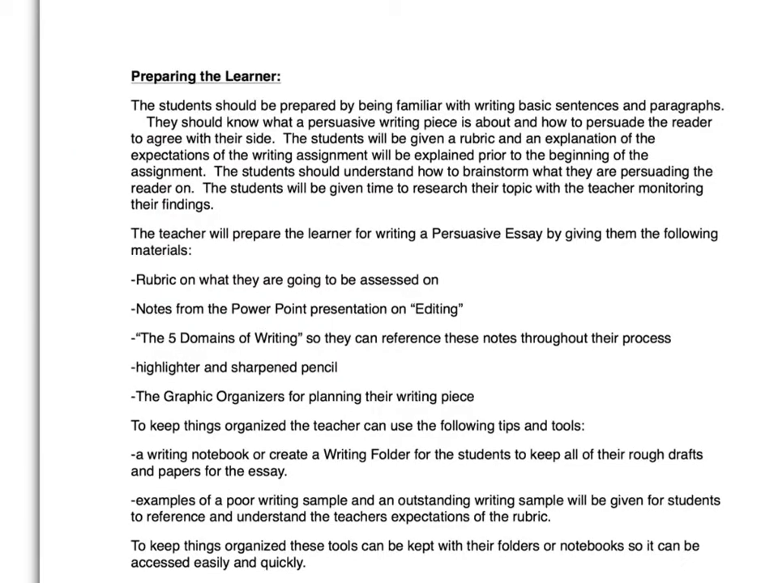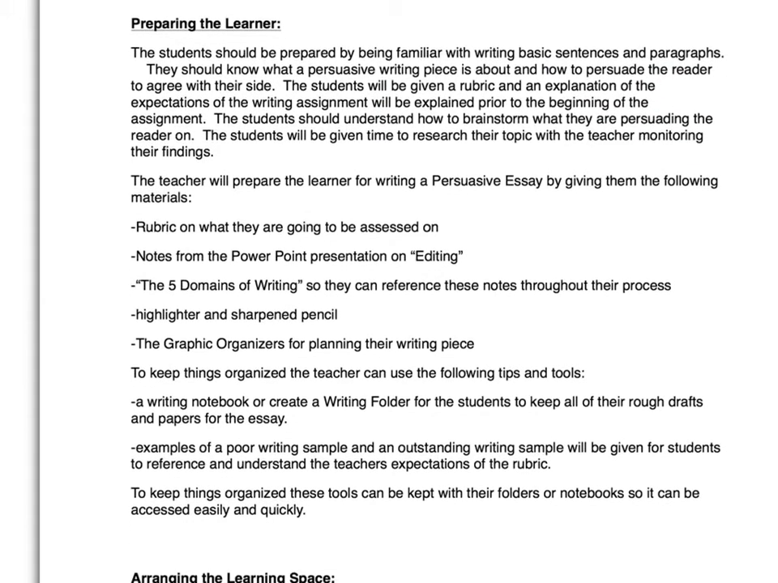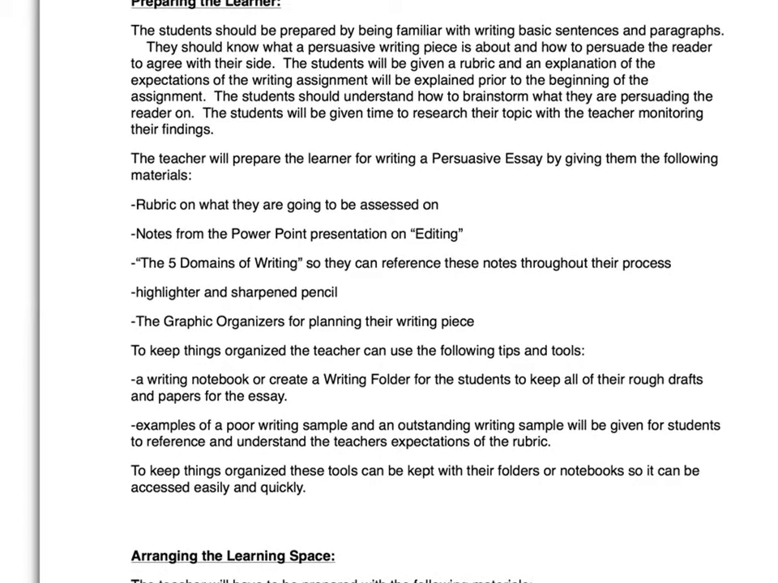The students need to be familiar with basic sentences and paragraphs. In addition, the students need to have prior knowledge of persuasive writing and how to persuade the reader. If students, such as learning support students, are unfamiliar with these requirements, a lesson might need to be done to refresh skills.